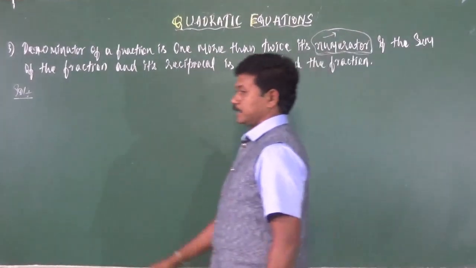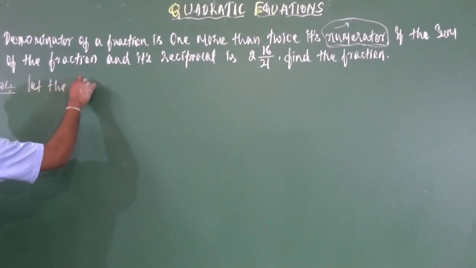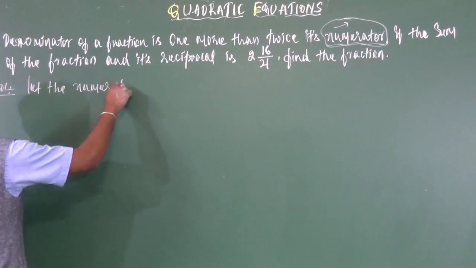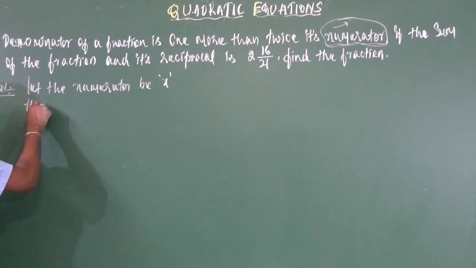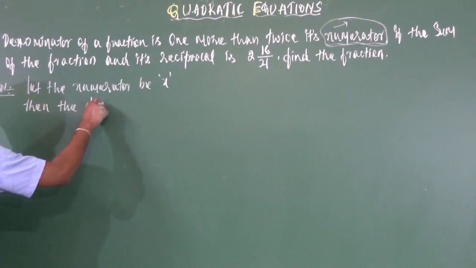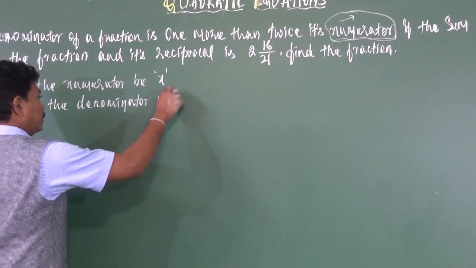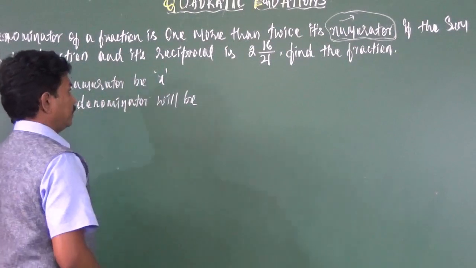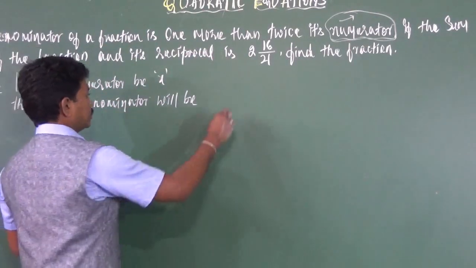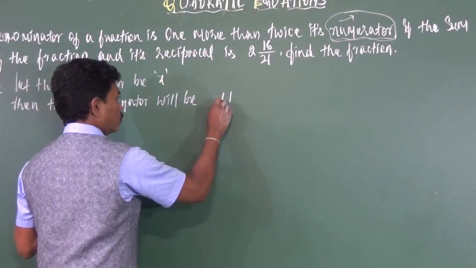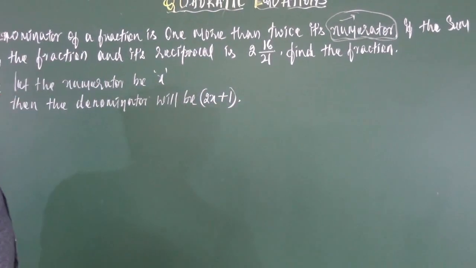Very simple. Guess the numerator. Let the numerator be x. Then the denominator of the fraction is 1 more than twice its numerator, so that is 2x plus 1.